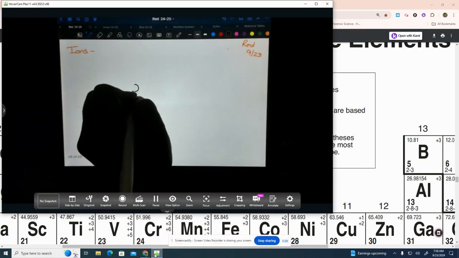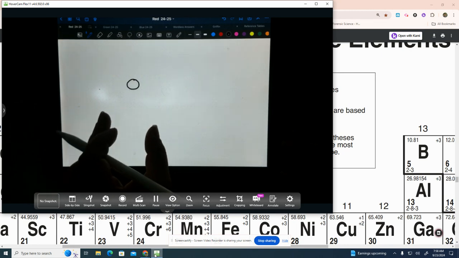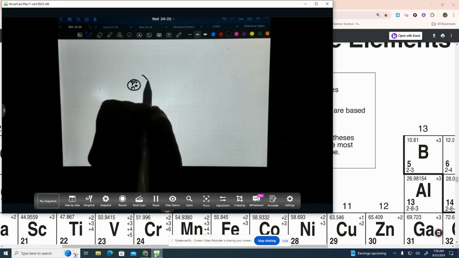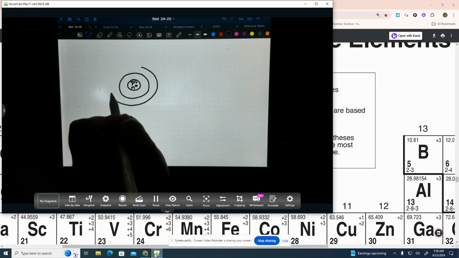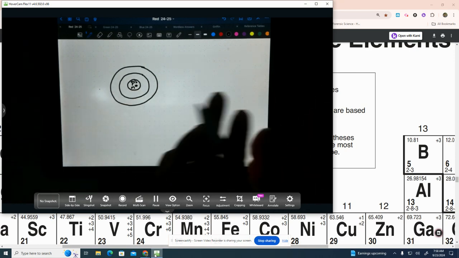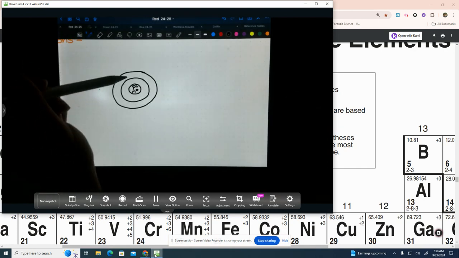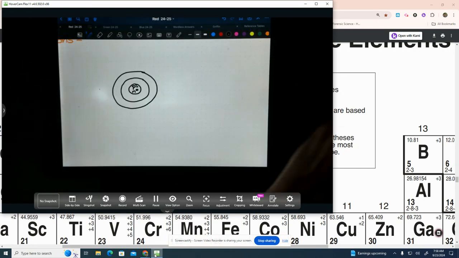You're going to have a nucleus in the middle. And what's in the nucleus of the atom? Protons and neutrons. And then on the outside, that's where those little rings come from, you're going to have orbits in the Bohr diagram. On those little rings, that's where the electrons are living. How many electrons are in each ring? Well, that's the great mystery of science, right?